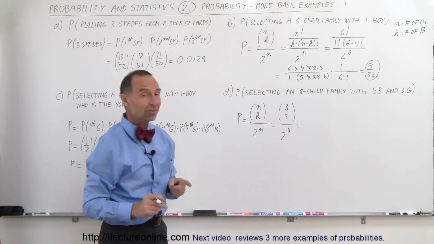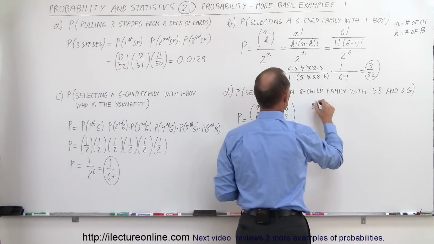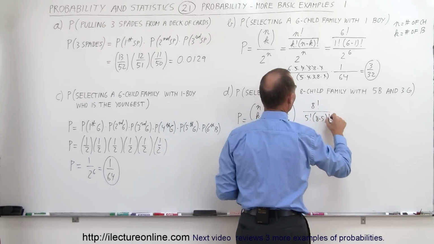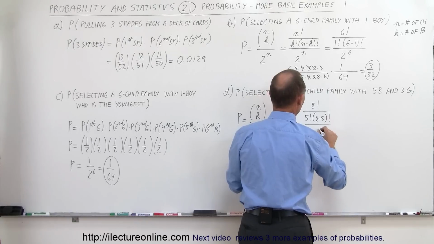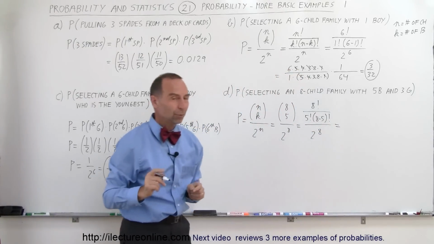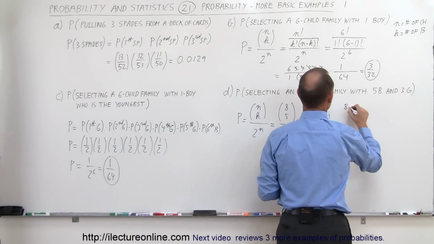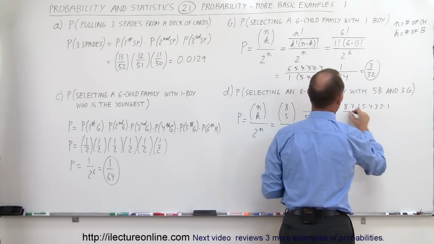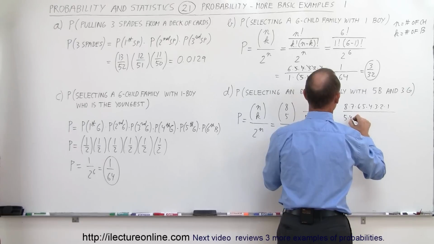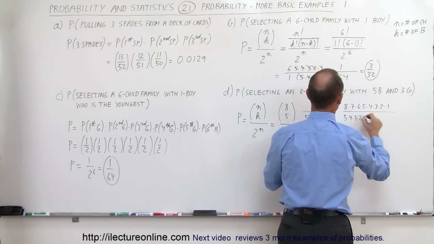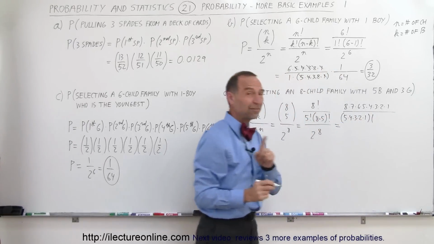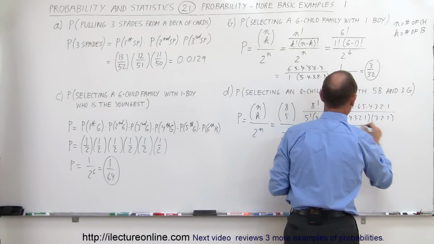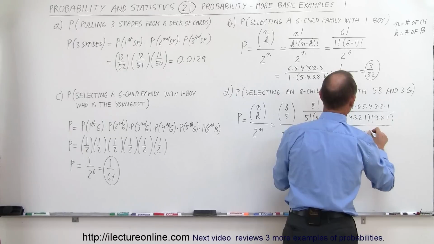So remember what this means. That means this is 8 factorial divided by 5 factorial times (8 minus 5) factorial, divided by 2 to the 8th power. And this will then become 8 times 7 times 6 times 5 times 4 times 3 times 2 times 1, all divided by 5 times 4 times 3 times 2 times 1, multiplied times 8 minus 5 is 3, so that becomes 3 factorial, 3 times 2 times 1, all divided by 2 to the 8th power, which is 256.